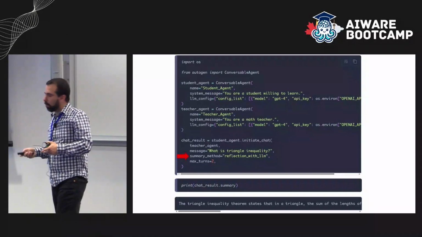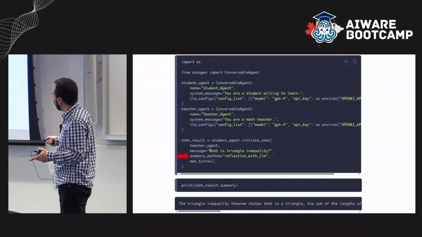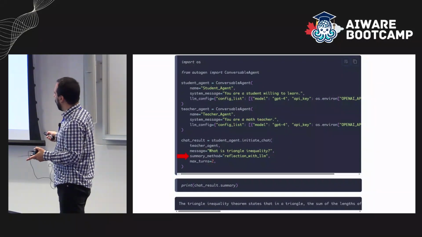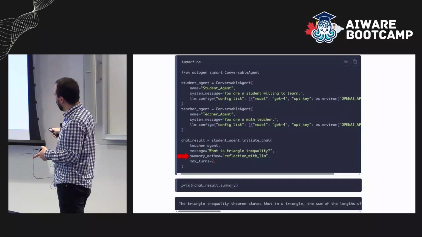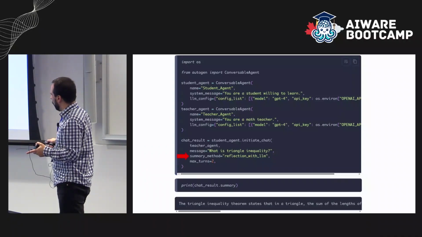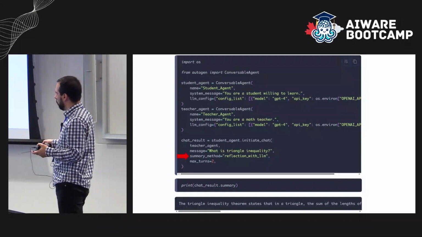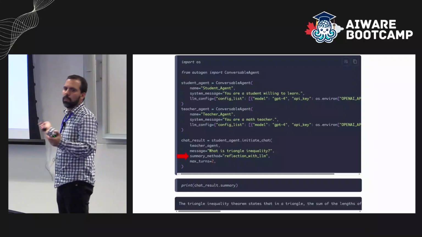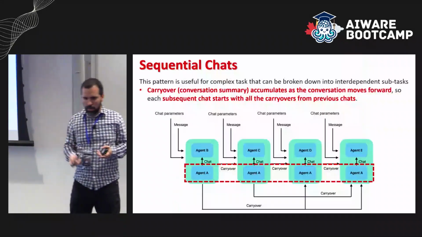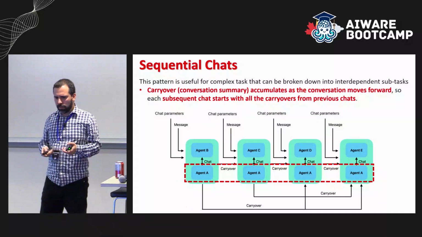Okay, so how does this work? As we saw before, the only new thing here is this summary method. I'm not even showing the messages in this case, but it's like a student that is willing to learn and a math teacher. And they're going to be talking in two turns, so 2 rounds of conversation. But then in the end, you have a summary, right? And it's chat result.summary, and you get the summary, right? So, pretty straightforward.